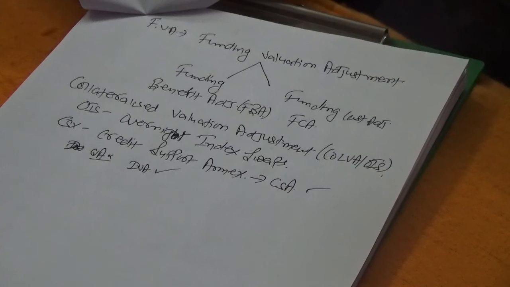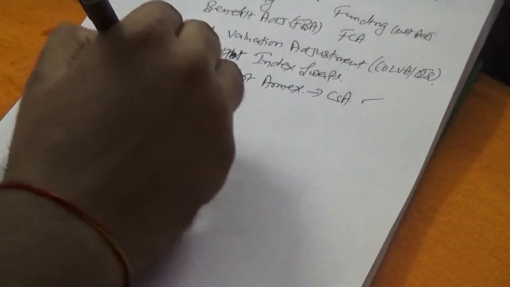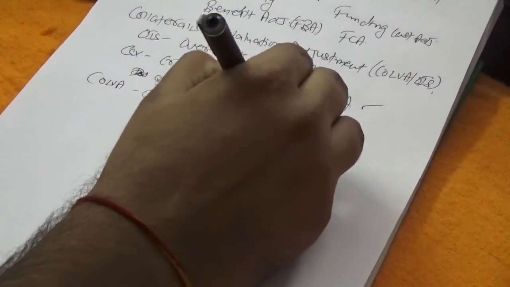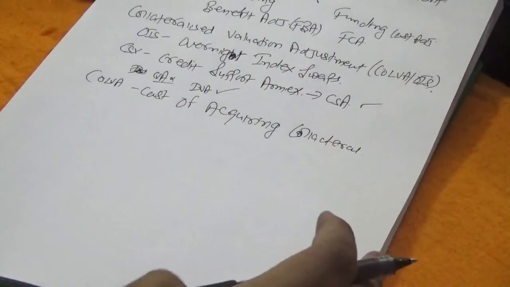In practice, though, these situations are rare due to operational practicalities in posting collaterals, so the credit risk is not completely eliminated. The collateral received against an in-the-money trade typically means that the receiving bank pays interest on the overnight OIS, overnight index swap, and this is known as COLVA. COLVA captures the cost of acquiring collateral. Let me write here. COLVA refers to the cost of acquiring collateral. So how will collateral work?